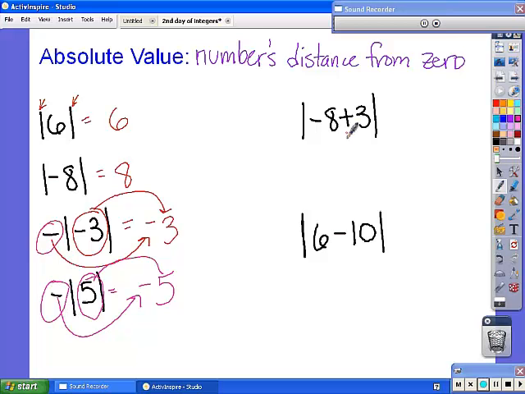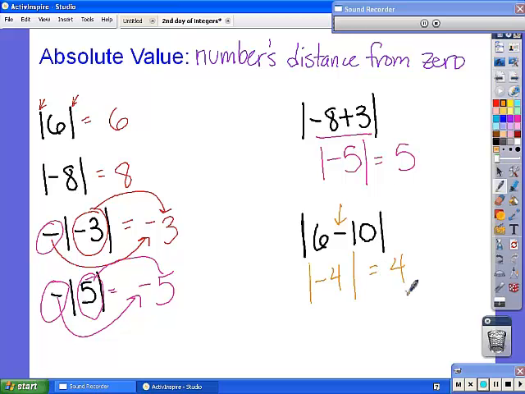All right, now inside of here we have actually an operation to do. So we're actually going to do negative 8 plus 3. Negative 8 plus 3 is a negative 5. Now take the absolute value of negative 5 and you get 5. Same thing, do this part first. So 6 minus 10 is a negative 4. We're still in the absolute value bars, and you get a positive 4.